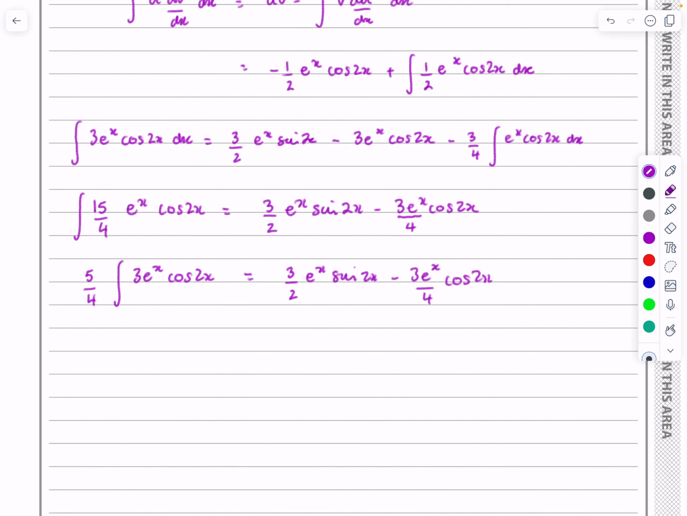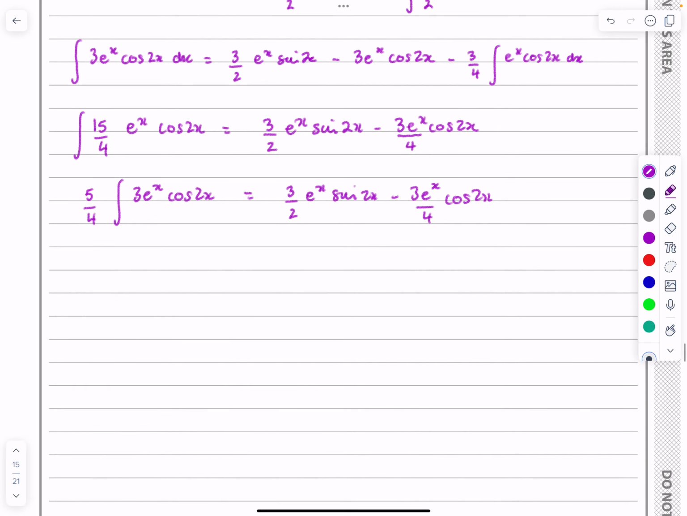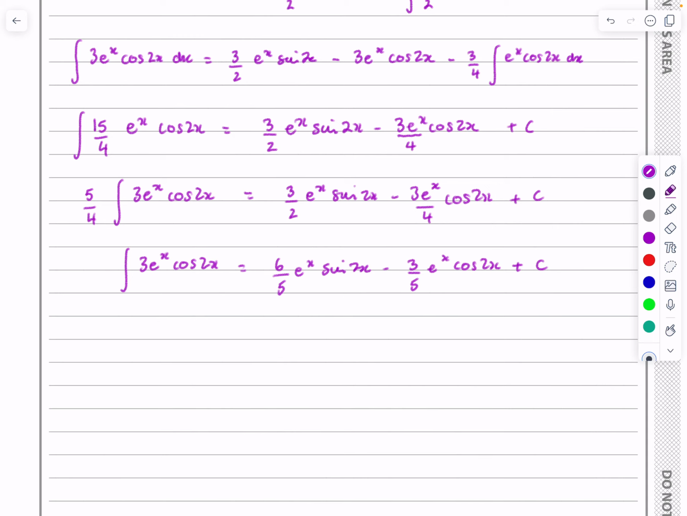So this very, very final stage then, if I wanted to have the original answer, I wanted to have the integral of 3e to the x cos 2x. So I need to get rid of this 5/4. So just multiply both sides by 4/5. If you multiply both sides by 4/5, we get 6/5 e to the x sine 2x minus 3/5 e to the x cos 2x. And at some stage through all that, we should have had a plus c coming in as my constant, but wow, yeah, look at how long that is.